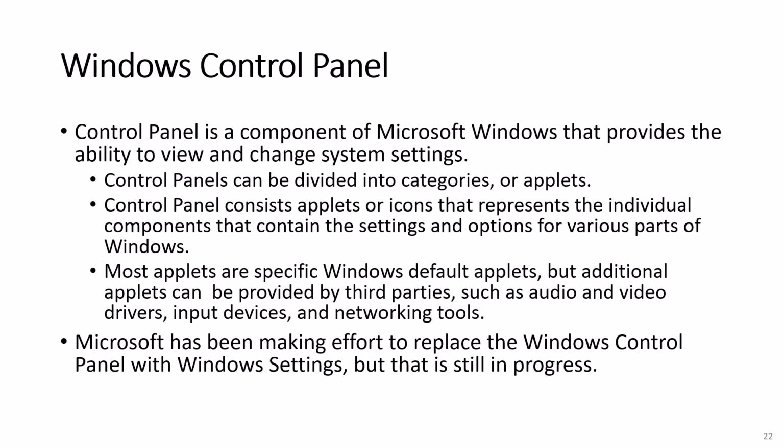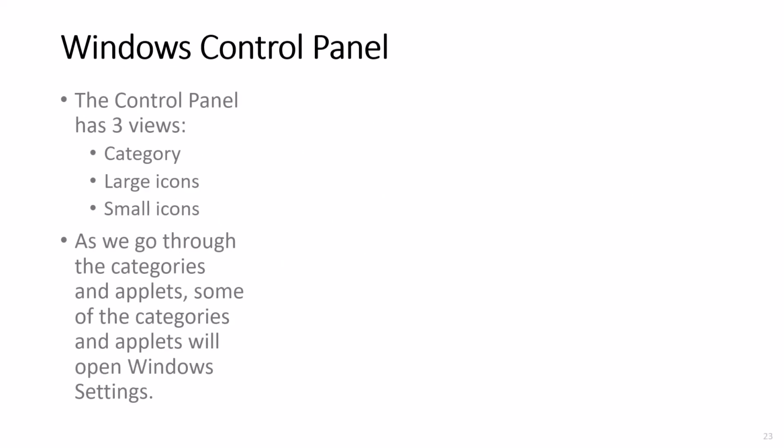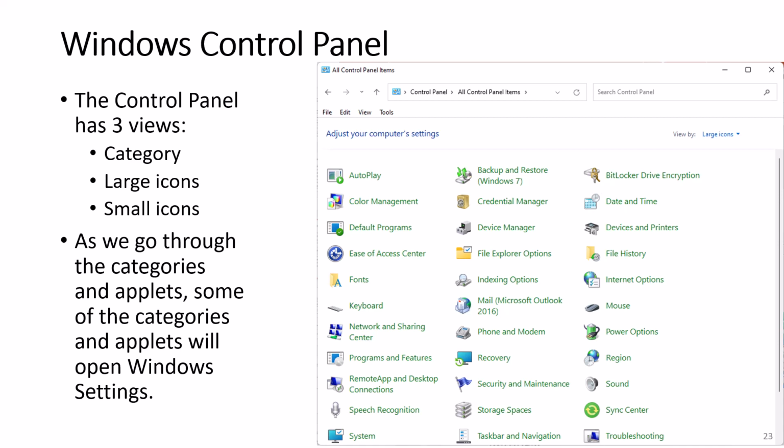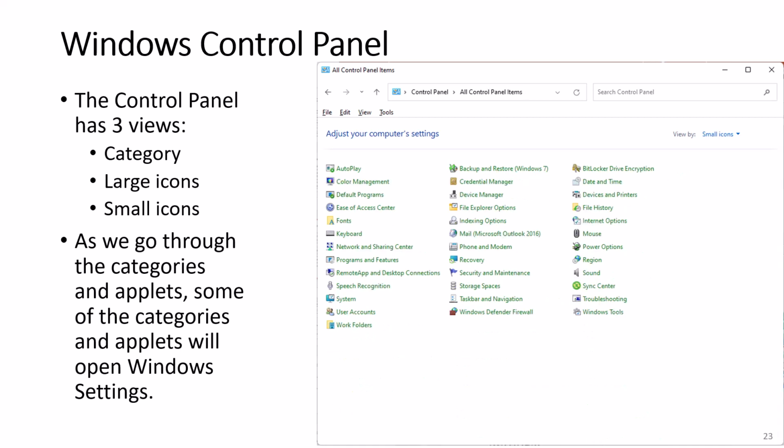Microsoft has been making an effort to replace the Windows Control Panel with Windows Settings, but that is still in progress. The Control Panel has three views: Category, Large Icons, and Small Icons. As we go through the categories and applets, some of the categories and applets will open Windows Settings.